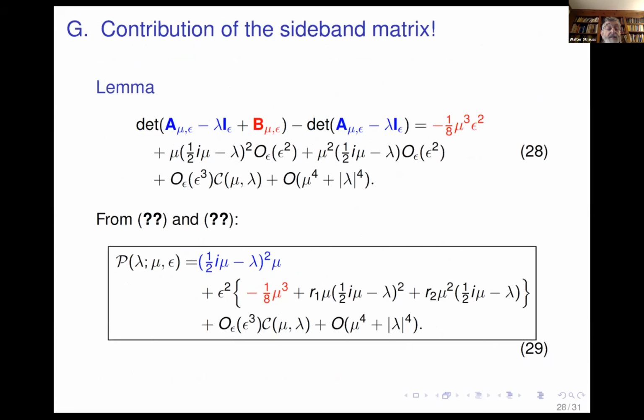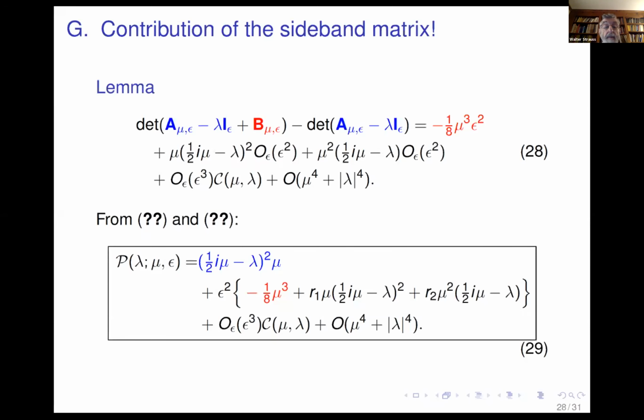And here's the result of similar calculations. When you look at the part involving the B in formula 28, you get a term which is -1/8 mu cubed epsilon squared. Now it's not so clear how to do the approximation, which powers of mu and epsilon we have to keep as the major terms and which ones are error terms. But we've written very carefully the error terms.